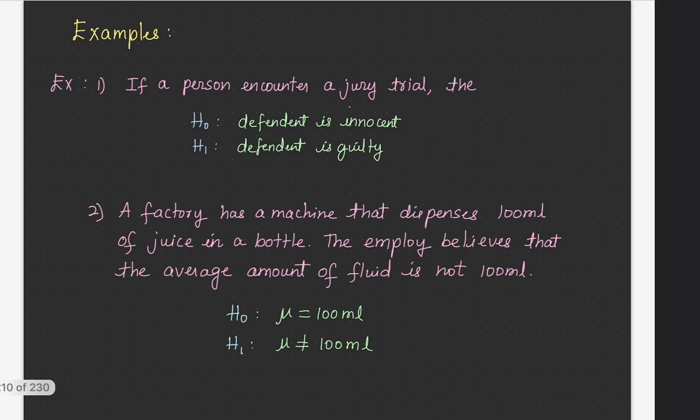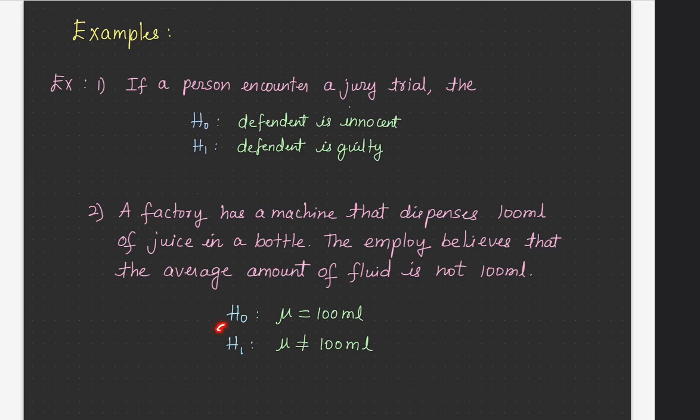Look at this next example. A factory has a machine that dispenses 100 ml of juice in a bottle. The employee believes that the average amount of fluid is not 100 ml. It claims that it can be more than 100 ml or less than 100 ml.